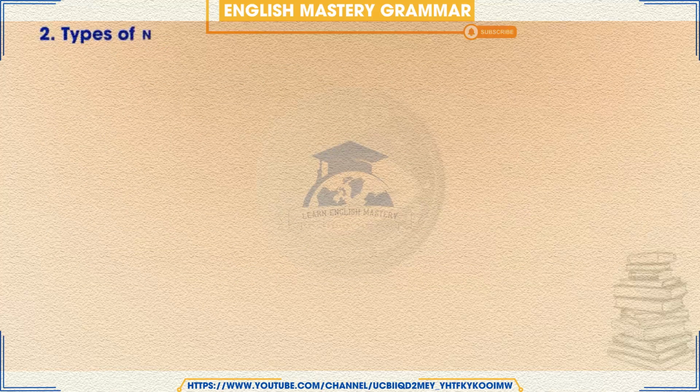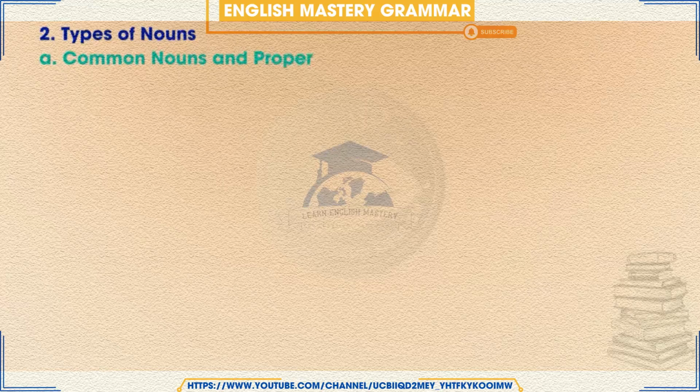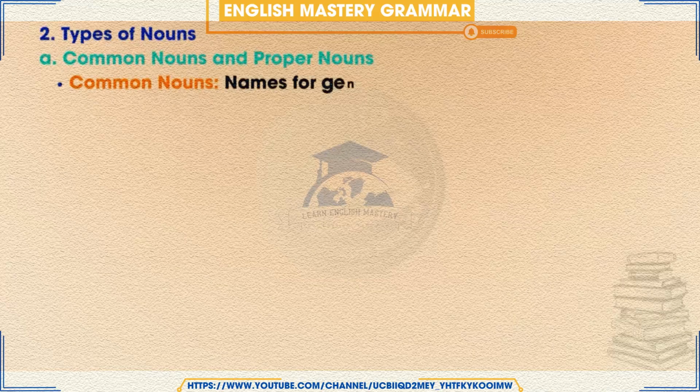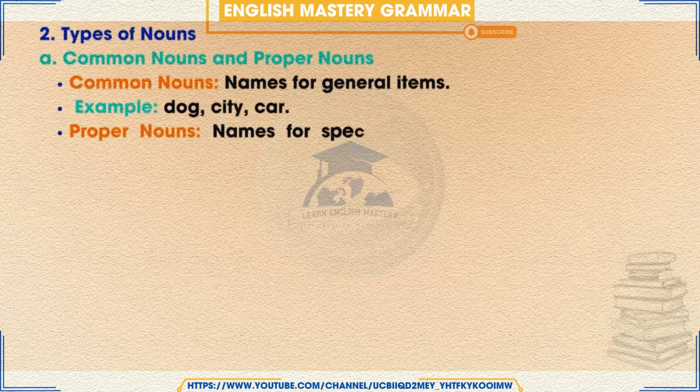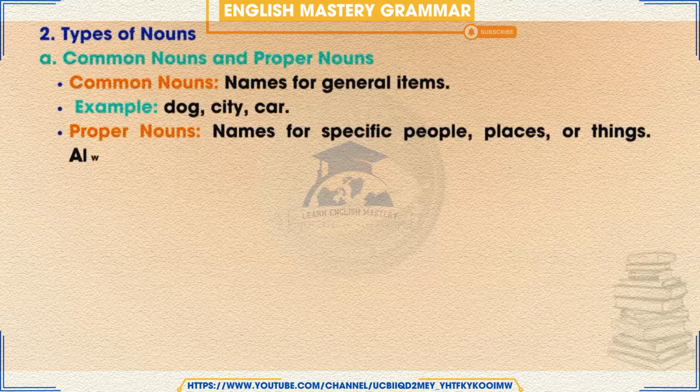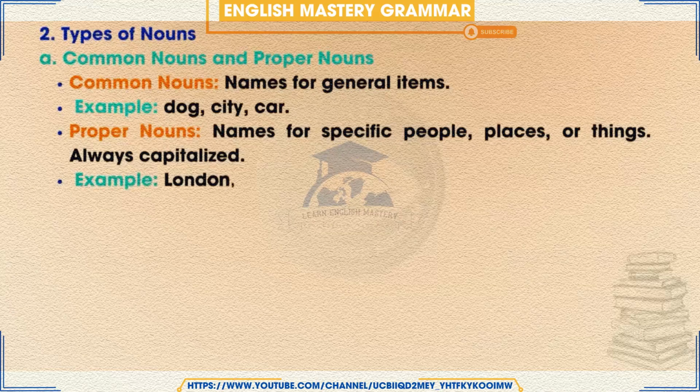2. Types of nouns. A. Common nouns and proper nouns. Common nouns. Names for general items. Example: dog, city, car. Proper nouns. Names for specific people, places, or things. Always capitalized. Example: London, John, Eiffel Tower.